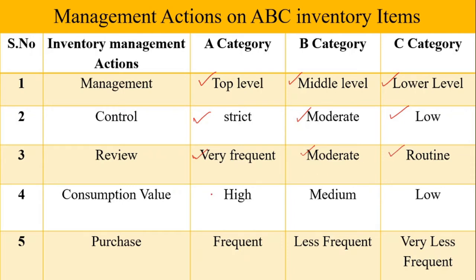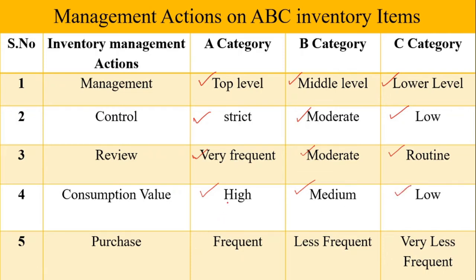Consumption value. A category material is consumed very high. That means the inventory turnover ratio is going to be very high for A category material, and in case of B category, the consumption value is medium. For the C category, it is going to be low.